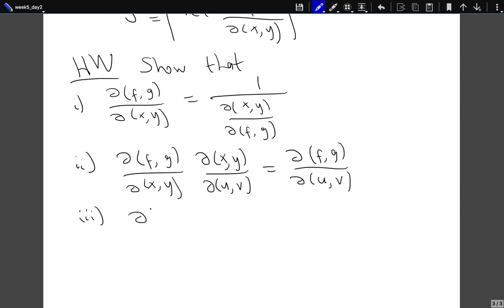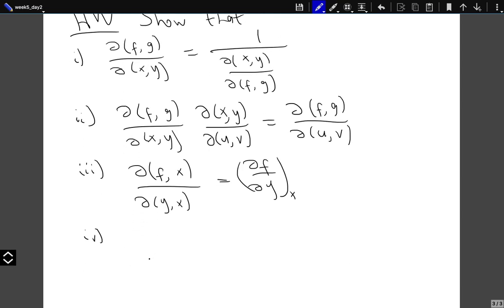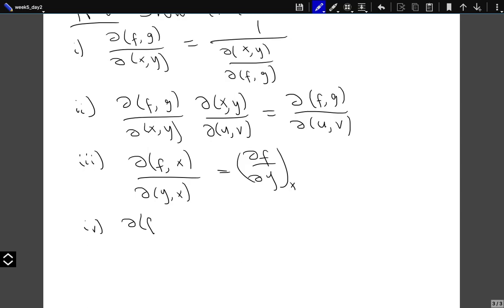And let's say the Jacobian of f and x with respect to y and x. This is nothing but the derivative of f with respect to y at constant x. F and g, y and x.